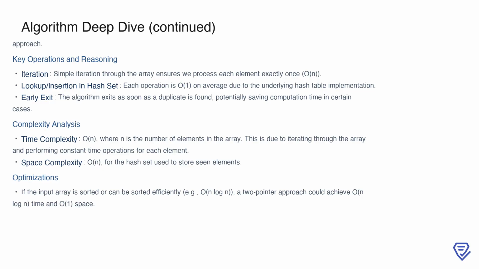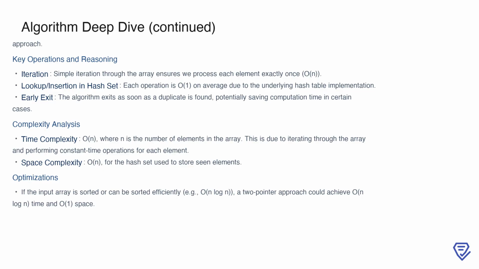An additional optimization is the early exit mechanism. The algorithm stops as soon as it finds a duplicate, potentially saving computation time in cases where duplicates appear early in the array. When analyzing complexity, the time complexity is O(n) as we iterate through the array once, and the space complexity is O(n) due to the hash set.